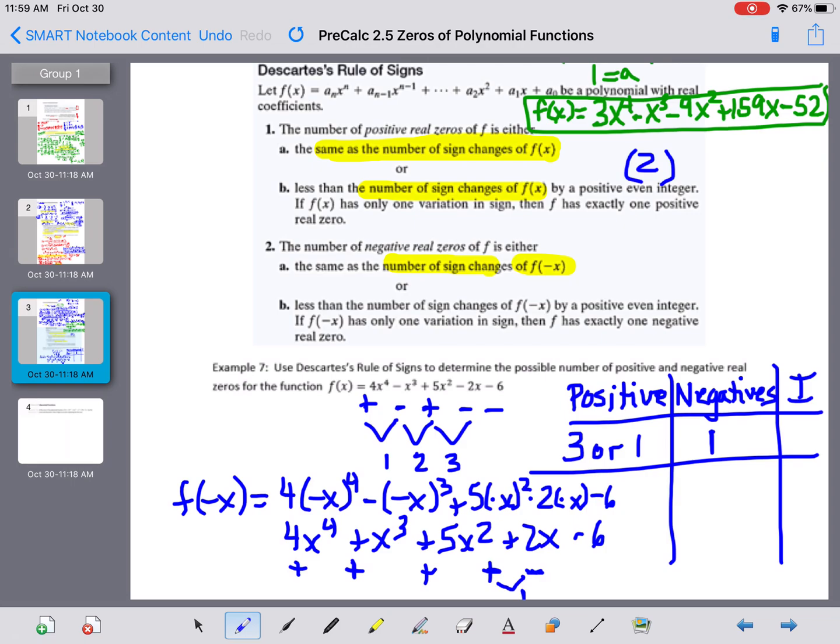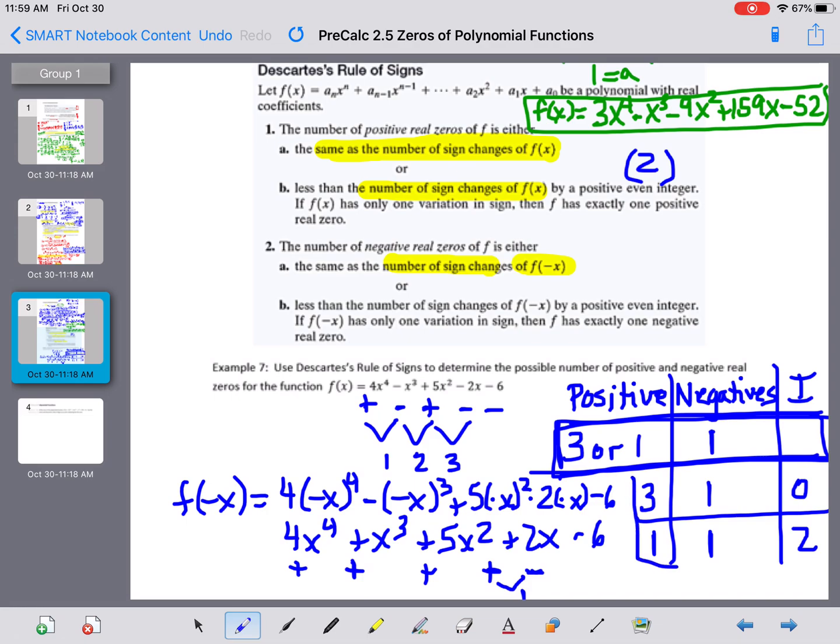Okay, so here's my choices. This is like my rule up here, and then I can go from here. If I have 3 positives and 1 negative, that would be 4 roots. I wouldn't have any imaginary, okay? Or if I had 1 positive and 1 negative, that would give me 2 roots. I need 4 answers, which would mean I'd have to have 2 imaginary, okay?